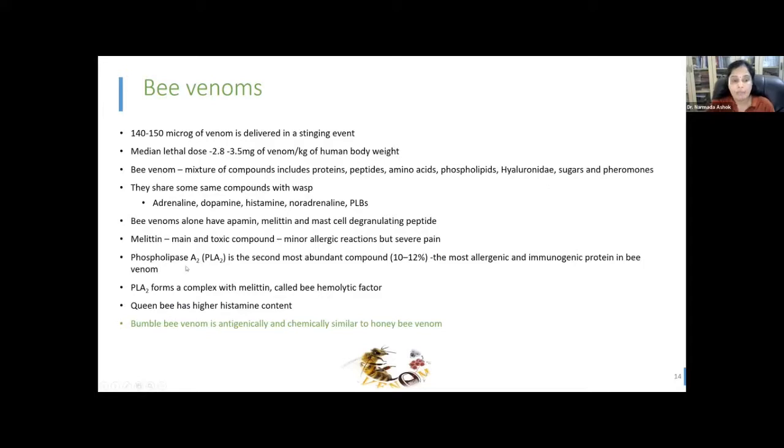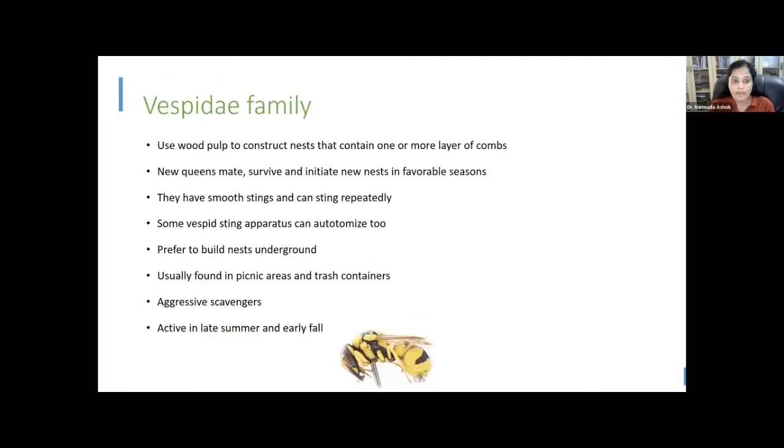So these are the compounds, and the main thing is the peptides, proteins, and hyaluronidase, which, once it has stung, are capable of helping to spread the venom very rapidly in the body. So that is one thing these compounds help with, and among these, some are antigenic and some are capable of producing reactions locally too.